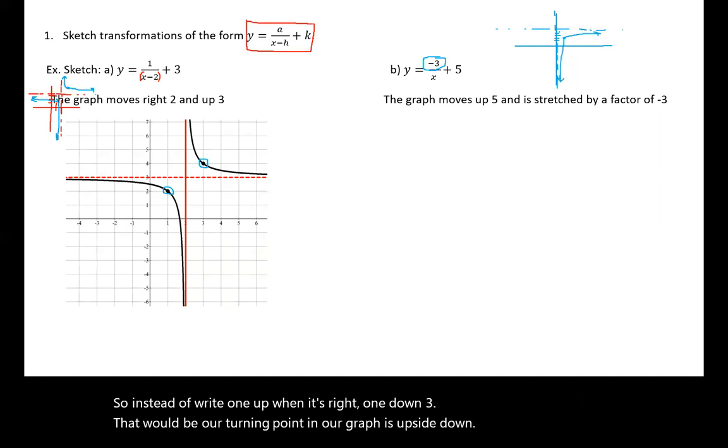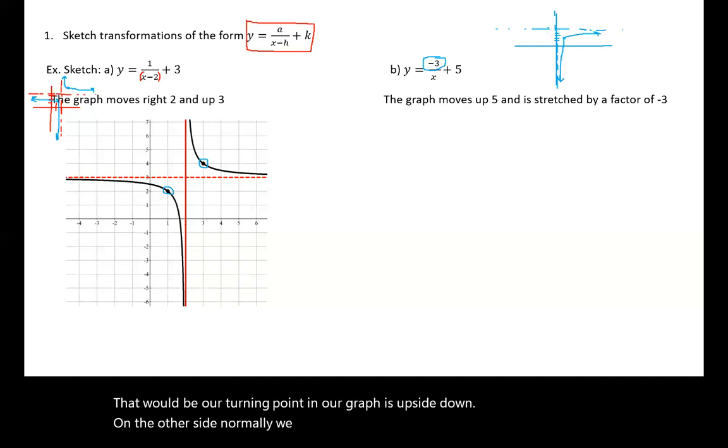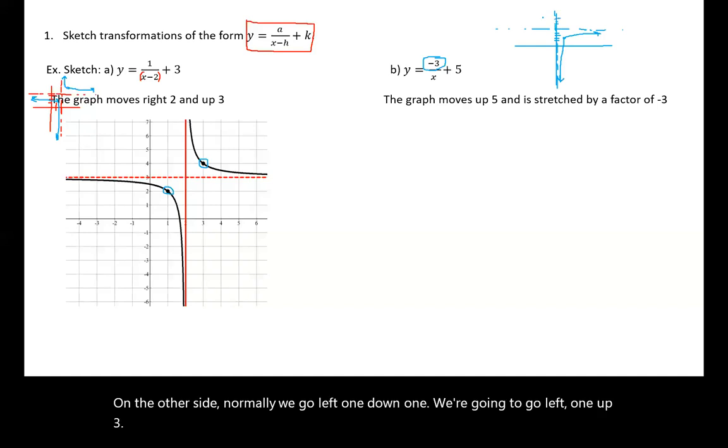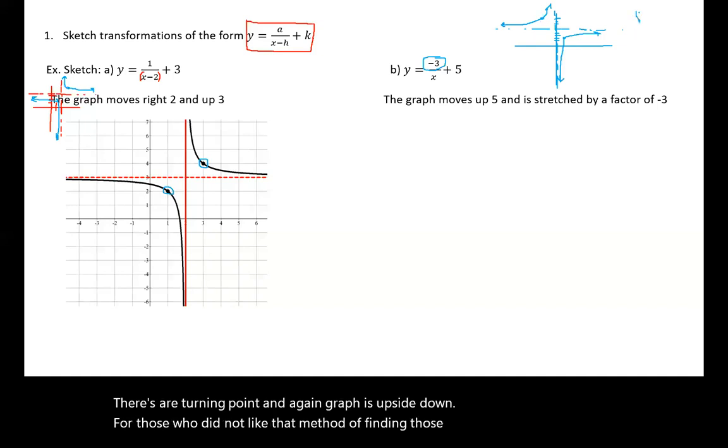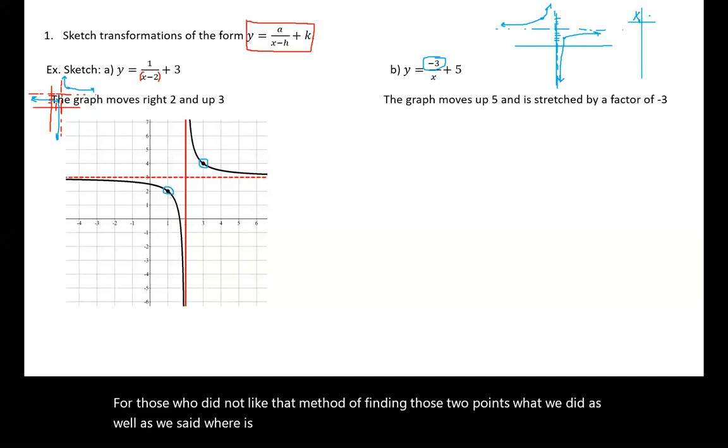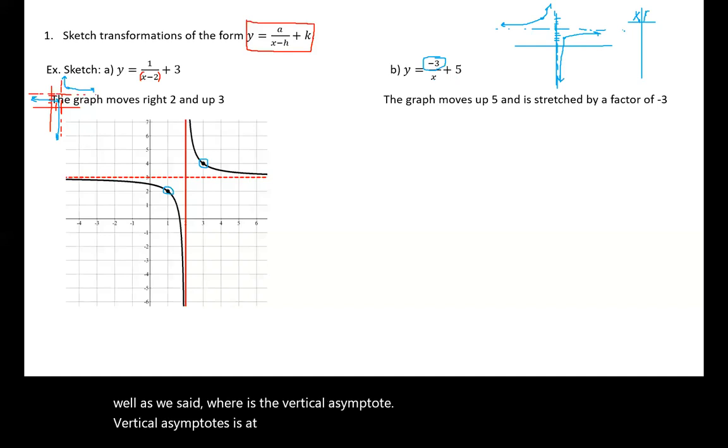On the other side, normally we go left 1, down 1. We're going to go left 1, up 3. There's our turning point, and again, graph is upside down. For those who did not like that method of finding those 2 points, what we did as well is we said, where is the vertical asymptote? The vertical asymptote is at 0. Pick a point on either side of 0.